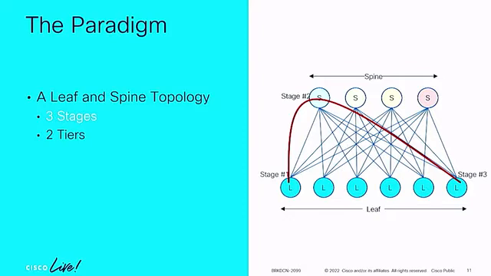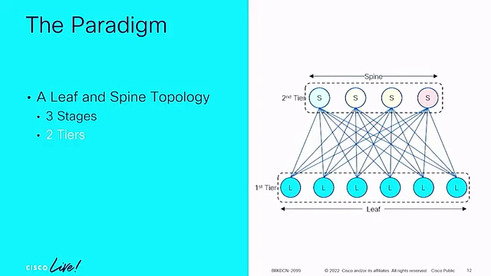The other leaf has a latency. So every traffic will go from a leaf to a leaf in all of these cases, so 3 stages. It's one of the terms.